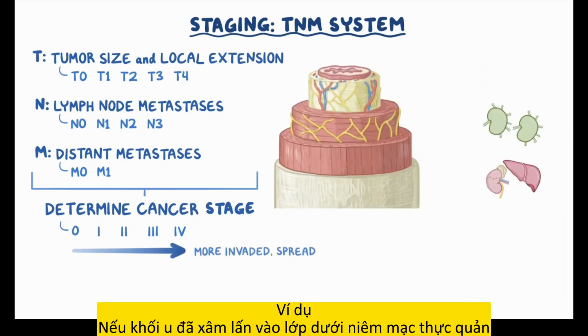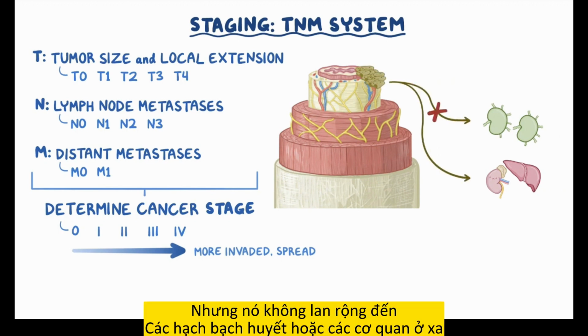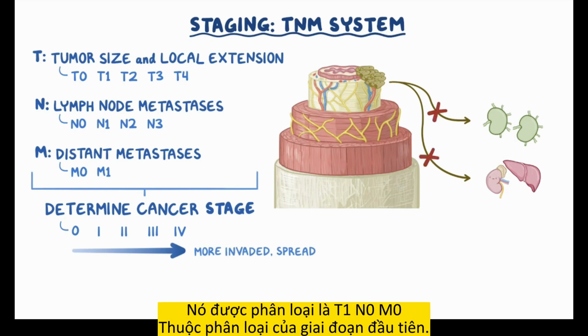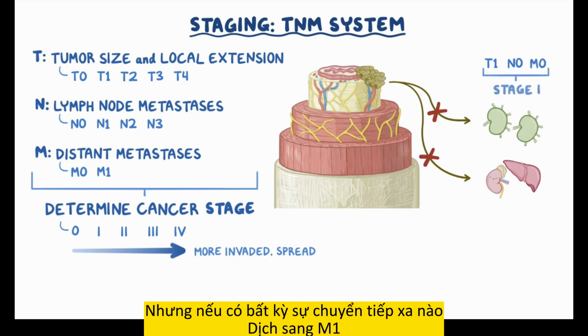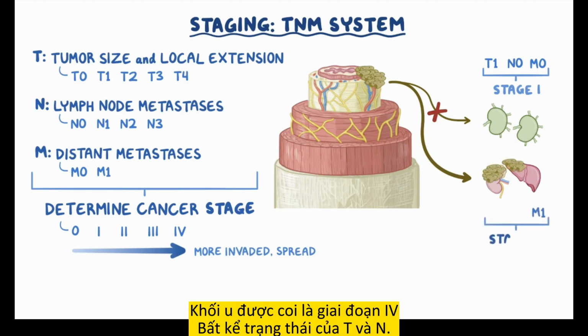So for example, if a tumor has invaded the esophageal submucosa, but it hasn't spread to lymph nodes or distant organs, it's categorized as T1, N0, M0, which falls under stage 1. But if there are any distant metastases, translating as M1, the tumor is considered stage 4, regardless of T and N status.